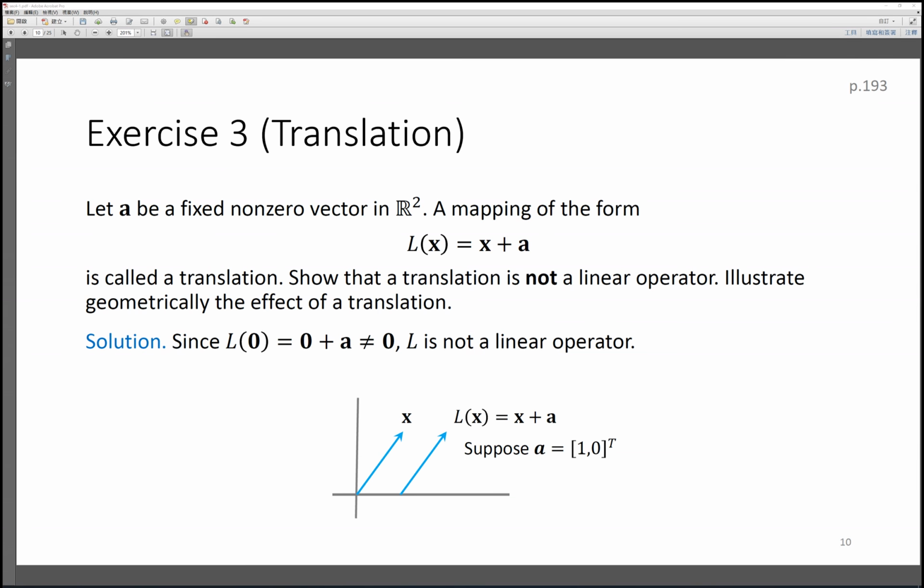We can visualize the translation operation in the R2 plane. Let x be a given vector in R2. X plus A is the translation of the vector x by a non-zero vector A. We know that L of x does not pass through the origin, because L of 0 does not equal the 0 vector, and therefore L is not a linear transformation.